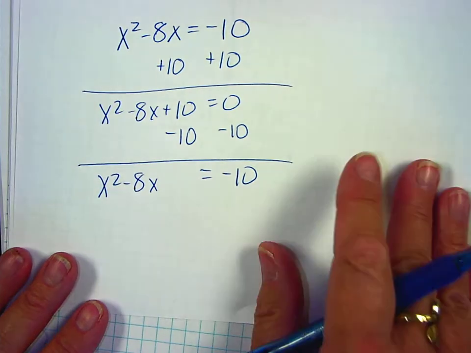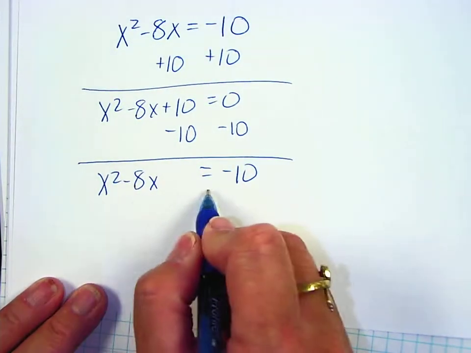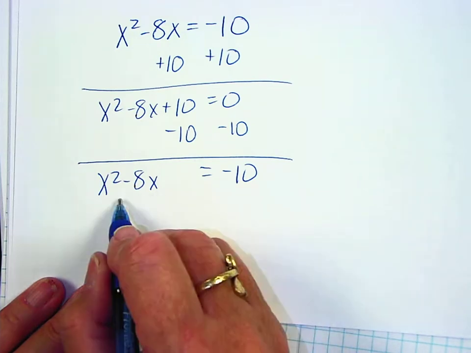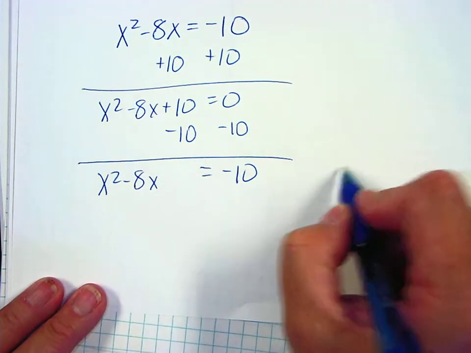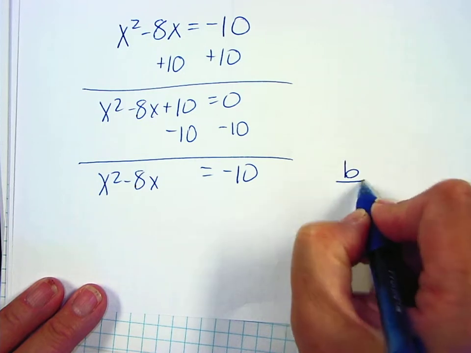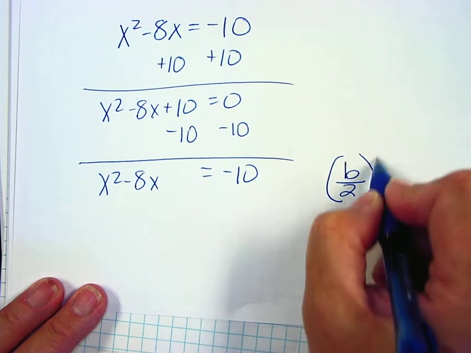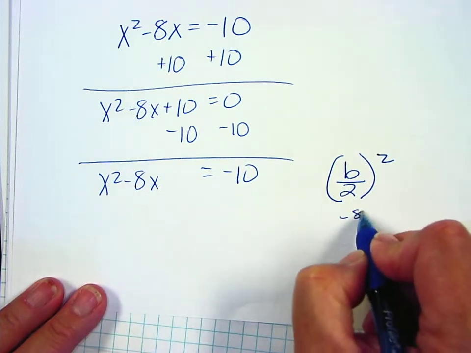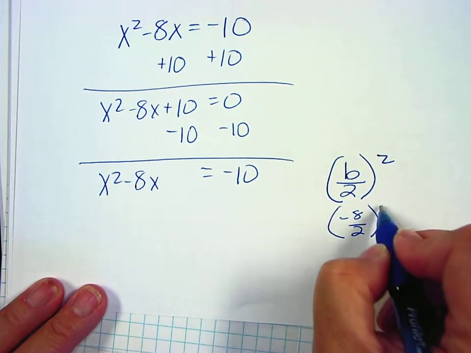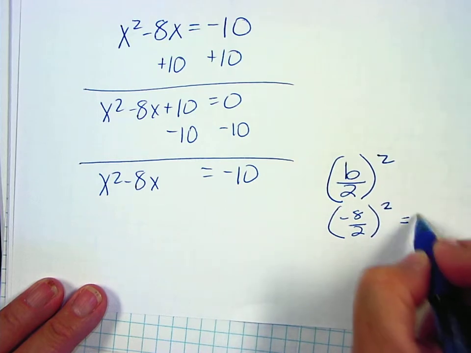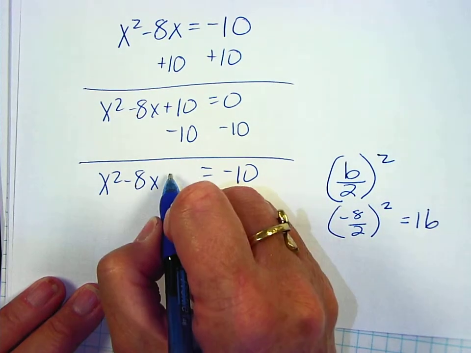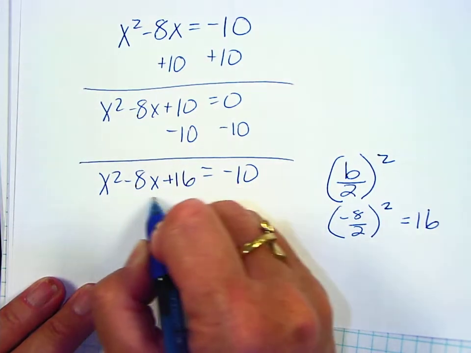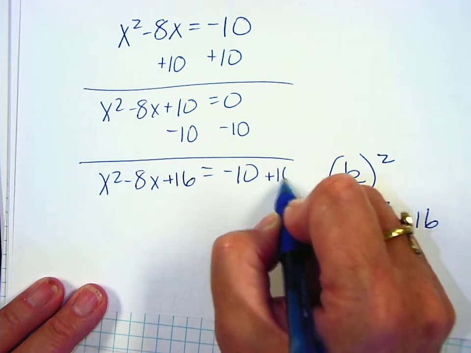But either way, now I need to force this to become a PST. So the way I do that is I need to get a new c. The way I get a new c is to take b, divide it by 2, and square it. So b is -8. -8 divided by 2 is -4. And if I square -4, I get 16. So I'm going to add 16 here, but I just changed the value of this side of the equation, so I better add it over here as well.